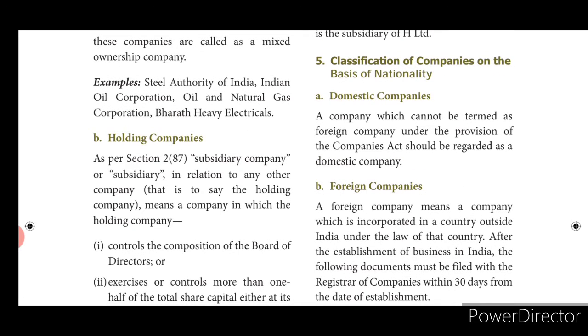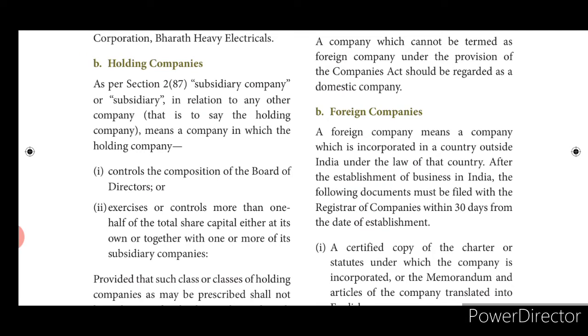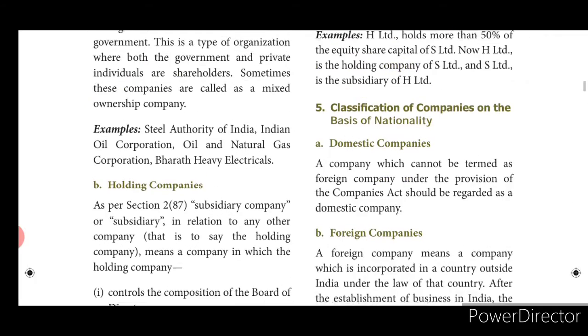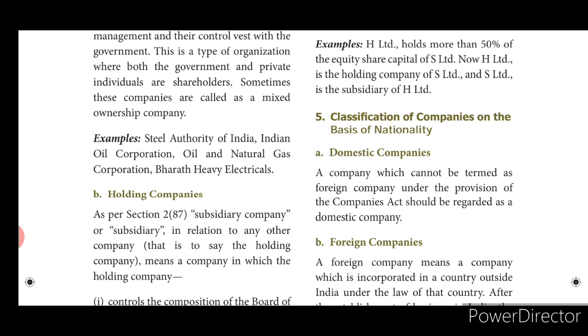Next one is classification of companies on the basis of nationality. Very simple, isn't it? It's very clear. A domestic company means a company which is within our country. A foreign company means a company which operates in foreign countries. Domestic company: a company which cannot be termed as a foreign company under the provisions of the Companies Act should be regarded as a domestic company. If the company is not a foreign company, then very simply, it is a domestic company, isn't it? The company which operates within our country is called a domestic company.